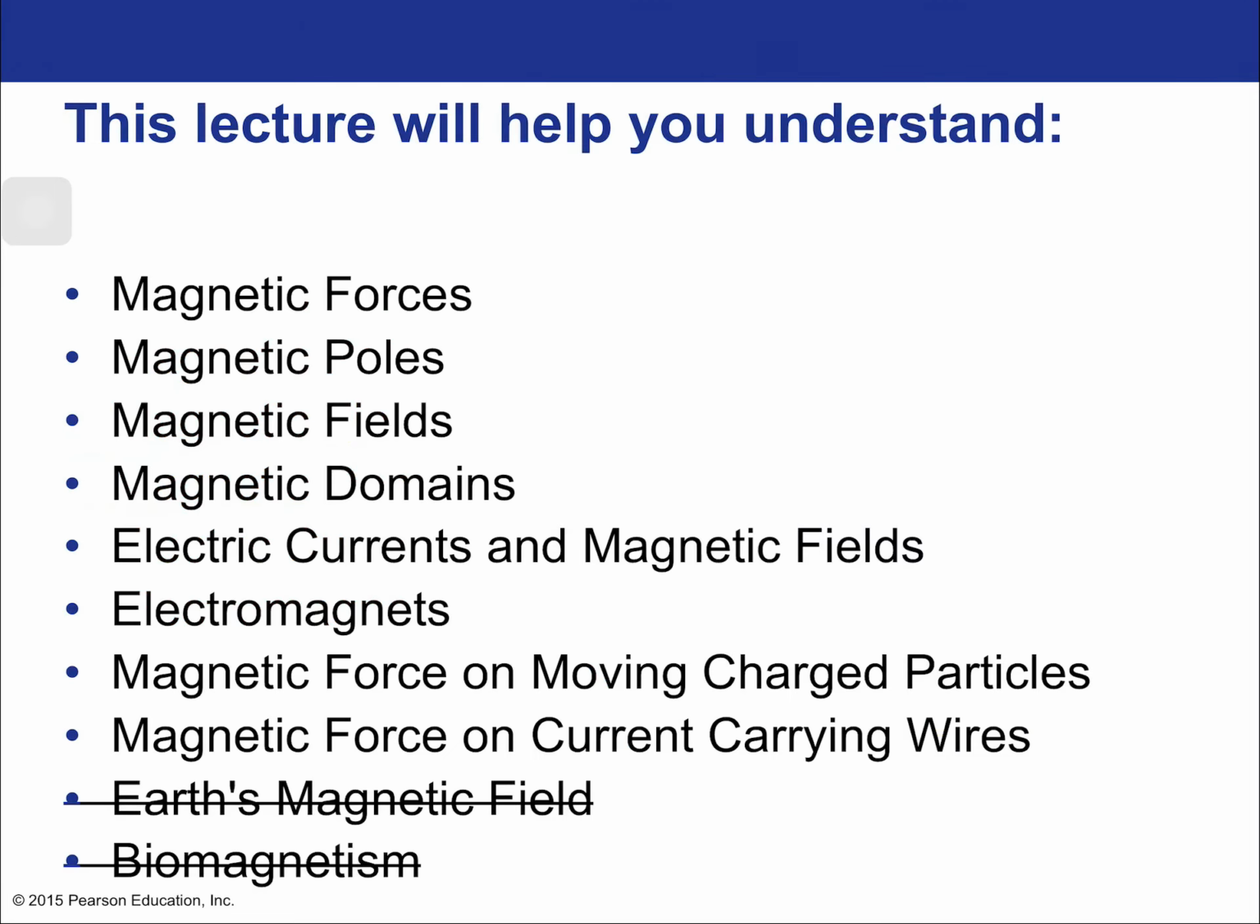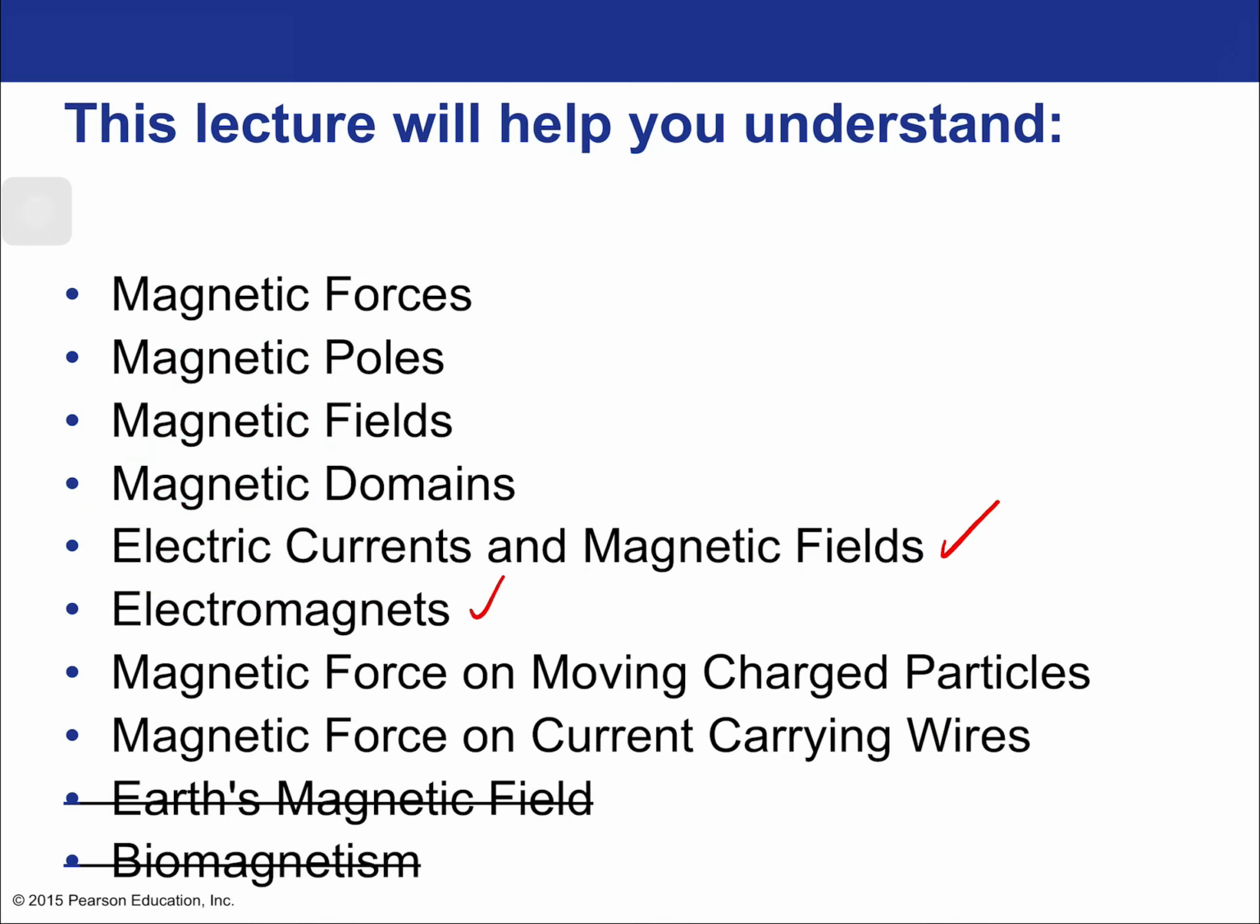What are magnets? Well, you probably have some idea, but let's talk about where it comes from. So we're going to talk about magnetic forces, magnetic poles, magnetic fields, magnetic domains. Lots of key terms are getting out of the way. Electric currents and magnetic fields. So that's going to be one of the important ideas that's going to unite electricity and magnetism. Electromagnets, how you can create a magnet with an electric field. And magnetic force on moving charged particles.